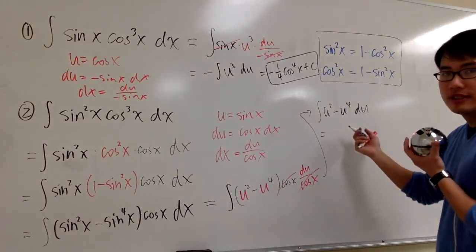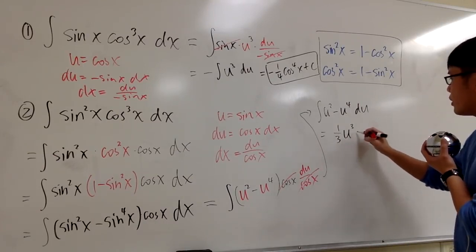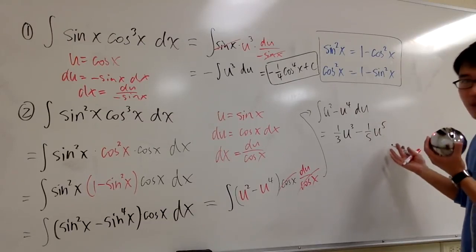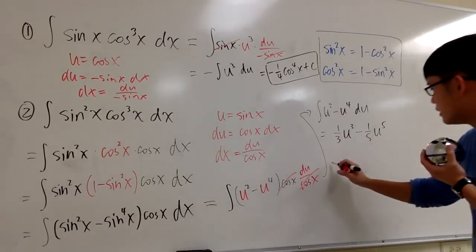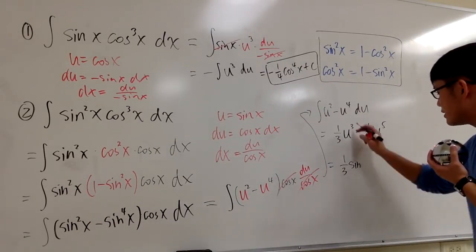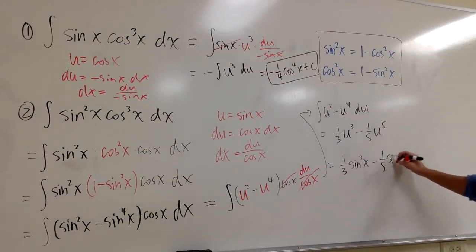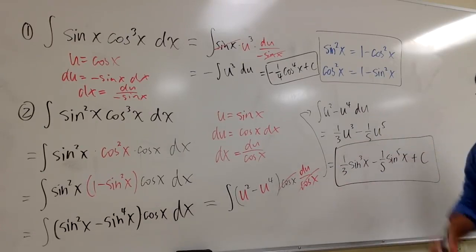And of course, we can work this out pretty easily now. This is going to be 1/3 u to the third power minus 1/5 u to the fifth power, and then we're done, right? And u is what? Sine x, that's all. So finally, this is 1/3 sine to the third power x minus 1/5 sine to the fifth power x. So that's it. That's C. Put a box right here. Done.